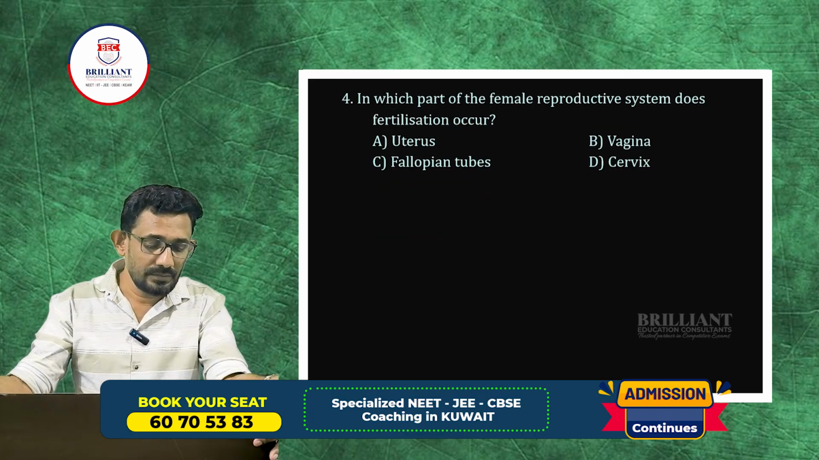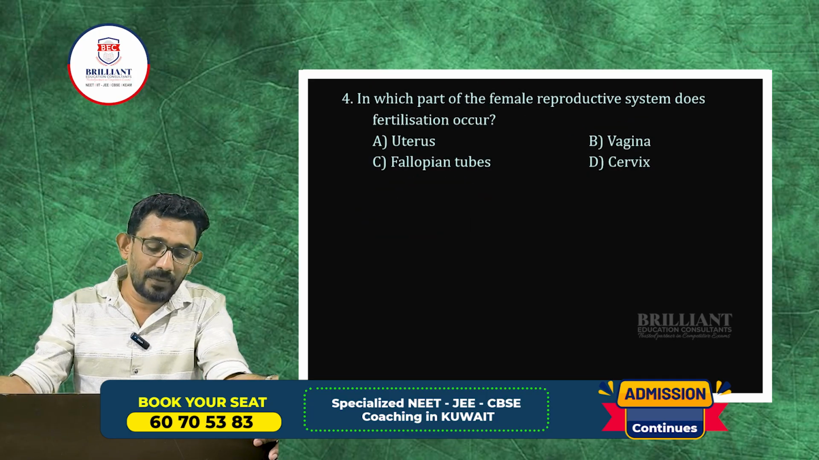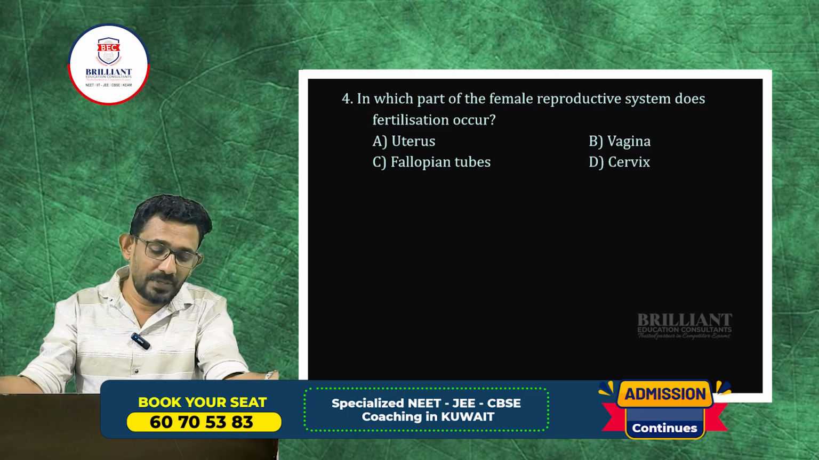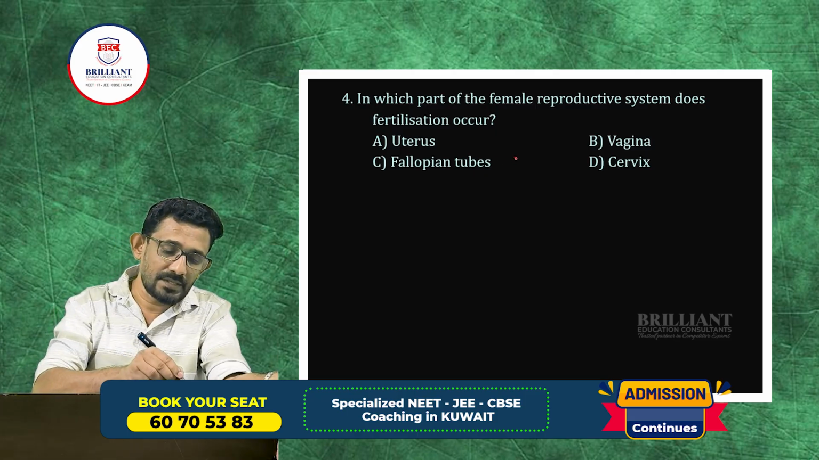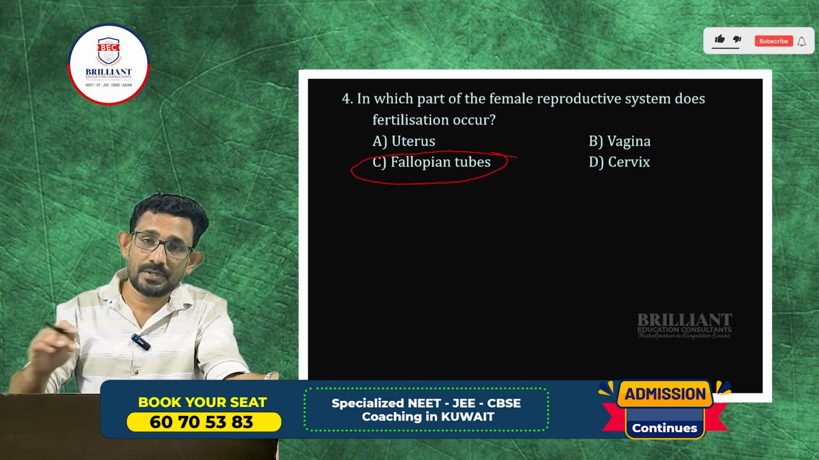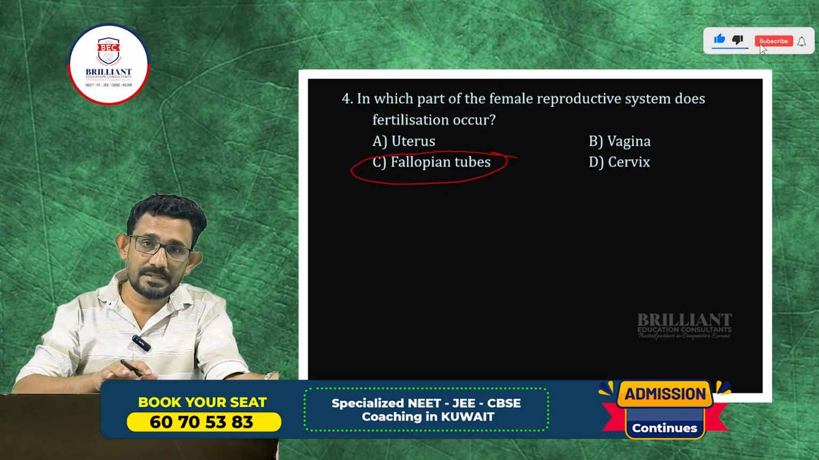The fourth question, in which part of the female reproductive system does fertilization occur? Here uterus, vagina, fallopian tubes and cervix. No doubt fertilization occurs in females at the fallopian tube. So here option C is the correct answer.